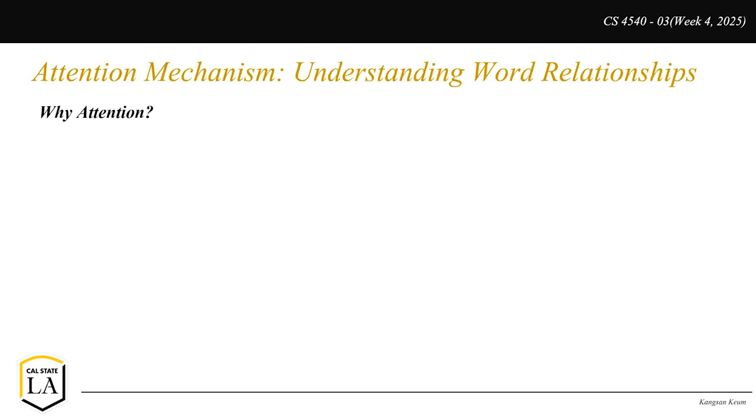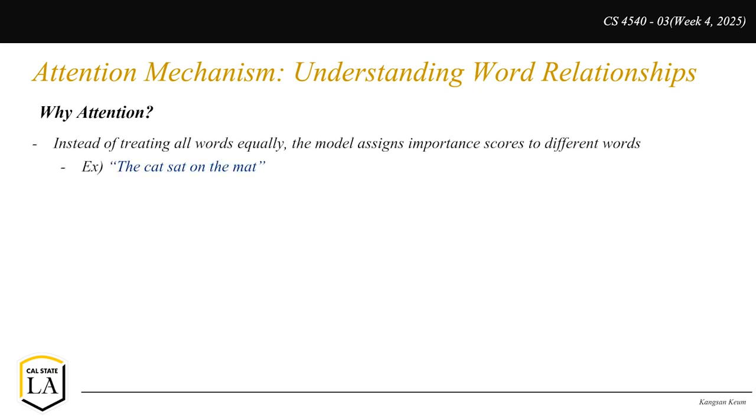The next part is the attention mechanism, which is about understanding word relationships. Instead of treating all words equally, transformers assign importance scores to different words in a sentence. For example, if there is the sentence "The cat sat on the mat," the word sat relates more to cat than mat. The model prioritizes key relationships accordingly.